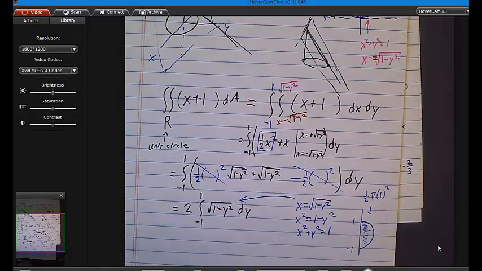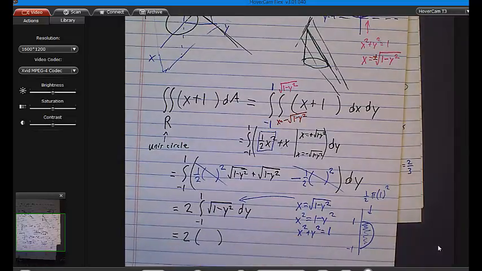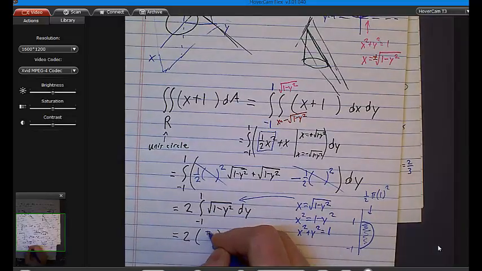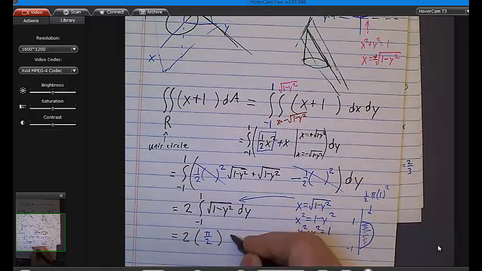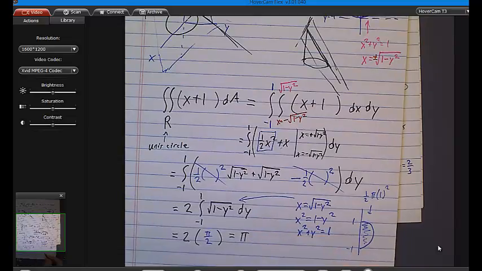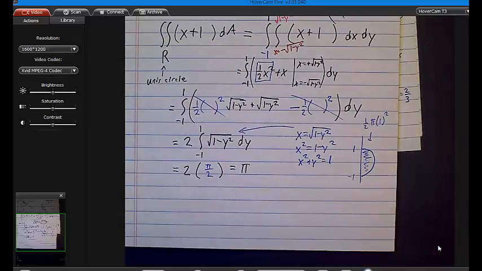So I claim that what we get is 2 times, and then we just worked out that that should be pi over 2 if I did everything right. And so I'm getting that the volume actually is pi. Kind of nice. The volume of that green thing is pi. Could I compute that another way with an inverse trig? Maybe.